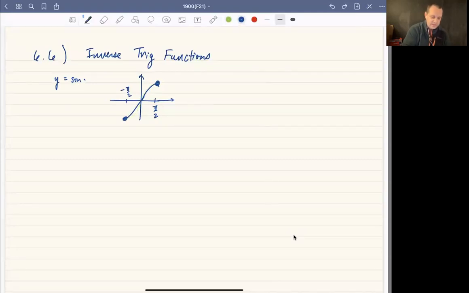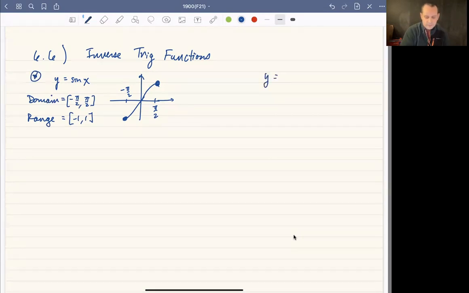So we're thinking about sine of x, specifically with the domain being from negative pi over 2 to pi over 2, and then the range from negative 1 to 1. And so that's the function that we can find the inverse to. And the inverse, we're going to write it in one of two customary ways. One is arcsine. Arcsine is just the inverse function of sine of x.